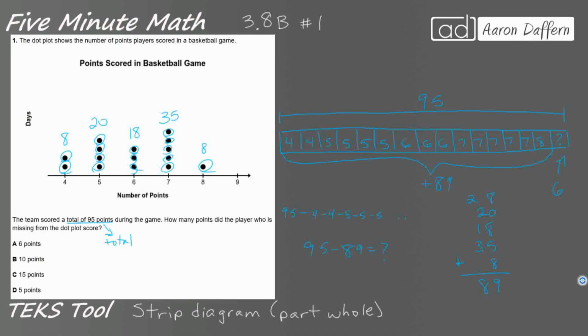Now, we don't have to graph this, but if we wanted to graph this, we would need to put that right here. It would be another dot on the line plot or the dot plot right above the 6, and it'd be that fourth dot. But our answer here is going to be A, 6 points, because that's going to get us to a total of 95 points.